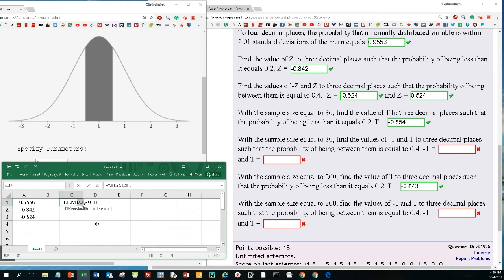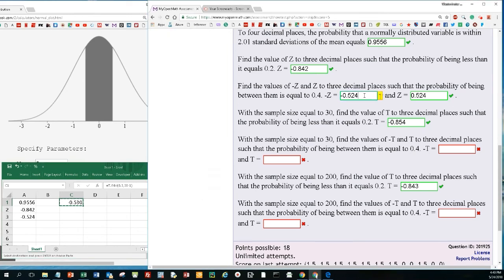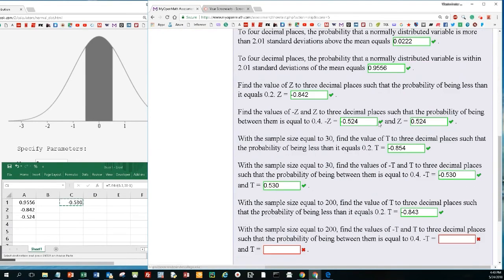Unlike the normal inverse formula in Excel, which only has one input, the t has 2 inputs, so we need to put in the degrees of freedom there. We hit enter and we get negative 0.530. And that's pretty close to that value right there, right? Now, due to symmetry, we just get rid of the negative sign. And I'm going to hit enter to see what we got. You get it right. We're good to go.